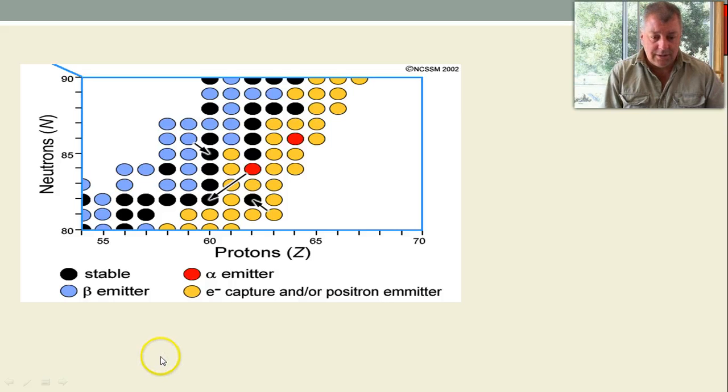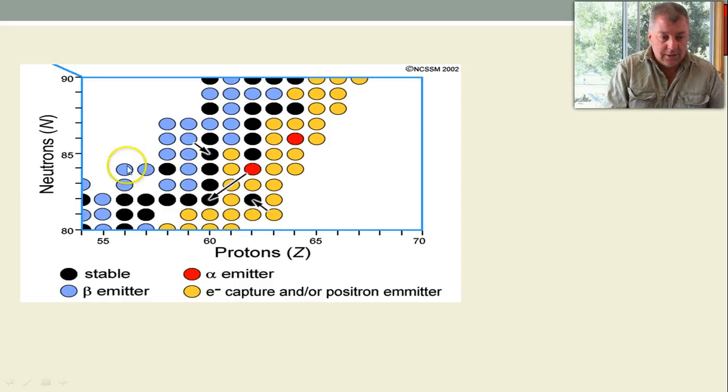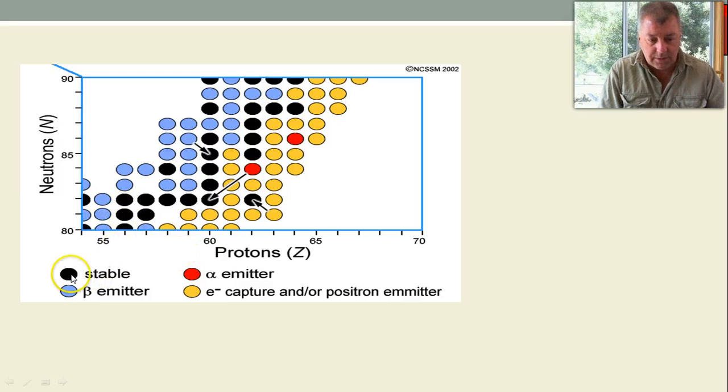Another representation of this is, again, let's zoom in on a bit of that diagram, but we're not only zooming in, we're not only making it colour, we're flipping the axes. So this is neutrons and this is protons. And so here we're in the heavier elements. And what we're trying to show here is the black ones are still stable. The blue ones are beta emitters. The red ones are alpha emitters. And the yellow ones are electron capture, which we don't need to know about. Or positron emitters. We also don't need to know about.